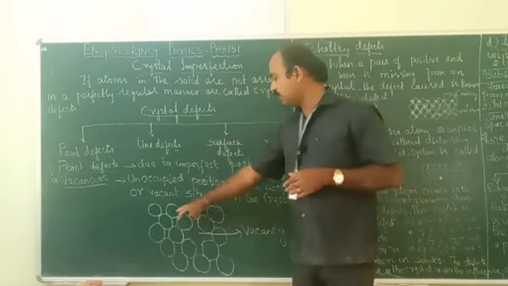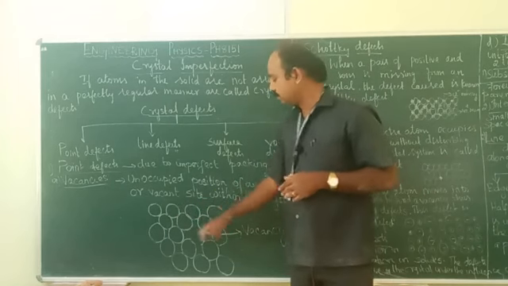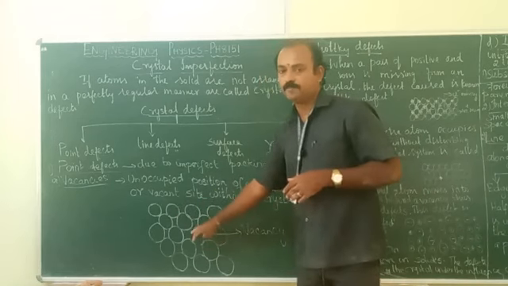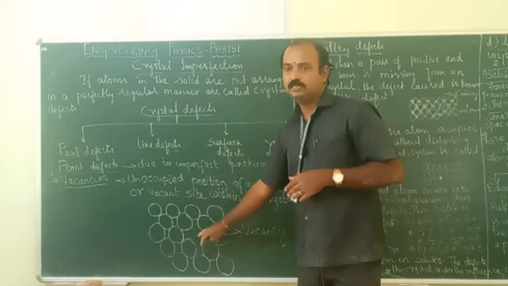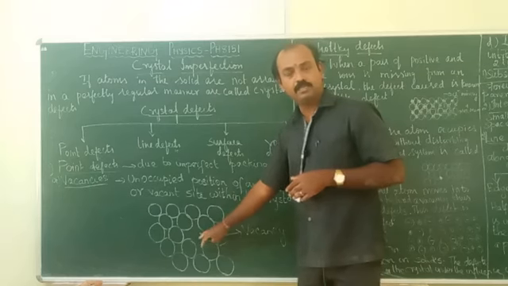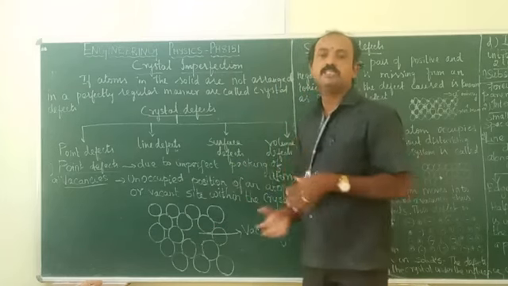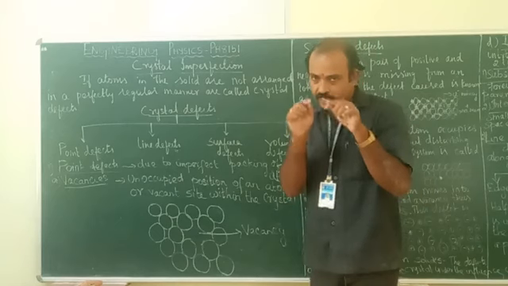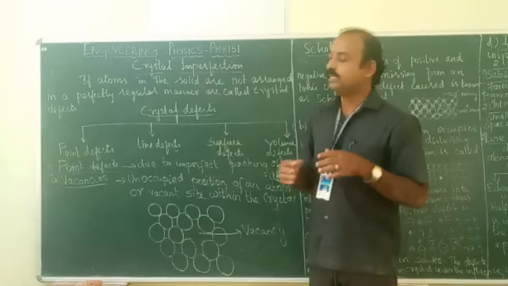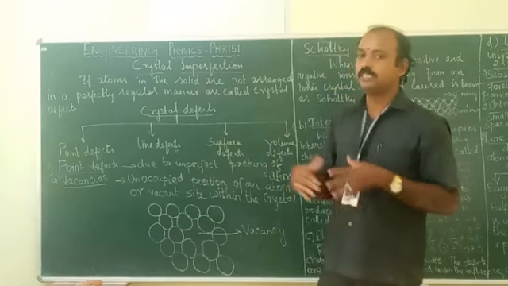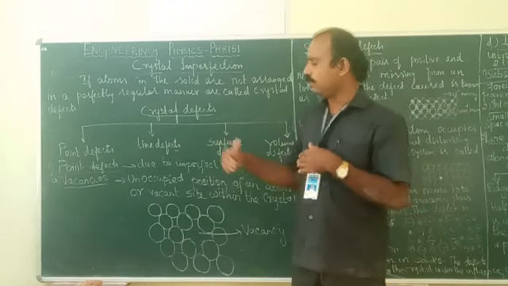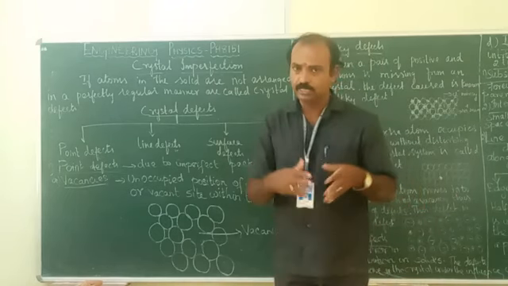You see in this arrangement some vacancy is there. Here some vacancy is there. Some atom is misplaced, or some atom is dislocated and has come out of this arrangement, so a vacant place is created. That is nothing but vacancies. Vacancy actually belongs to the point defect category.